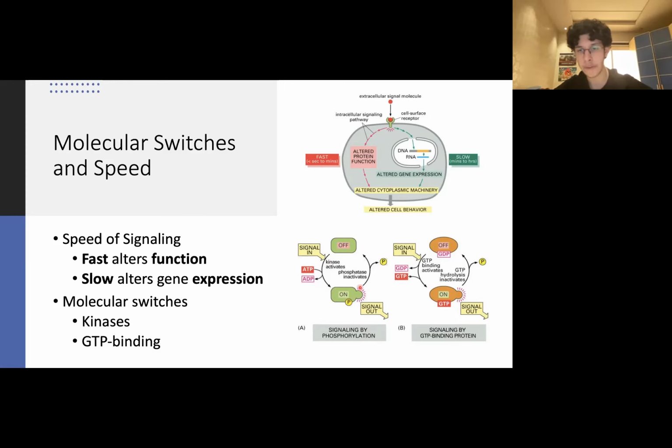How do we switch the signal off? We use a phosphatase, which basically just removes the phosphates. Does that seem clear? Because we are going to repeat it again. I have another slide where we're going to repeat this.